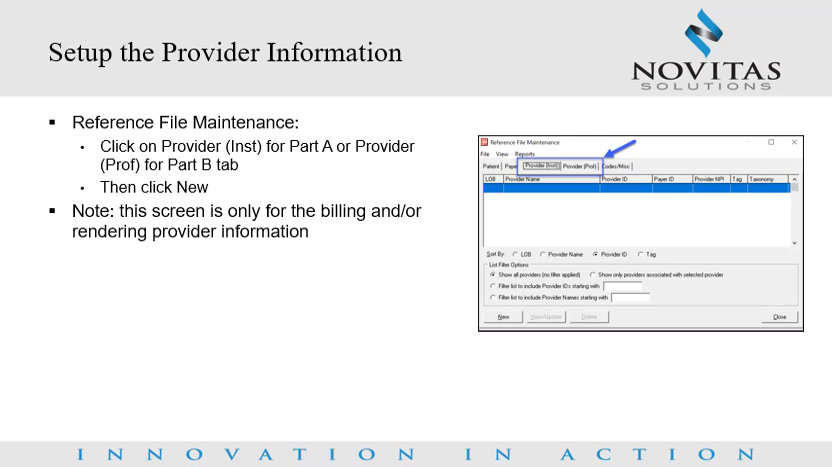Set up the provider information. After completing the submitter information, the provider will set up the provider information. The provider will click on the Provider Institutional tab for Part A or Provider Professional tab for Part B in Reference File Maintenance and then click on New. Please note, this screen is only for the billing and/or rendering provider information. We will review in a moment where to enter the other physician information.